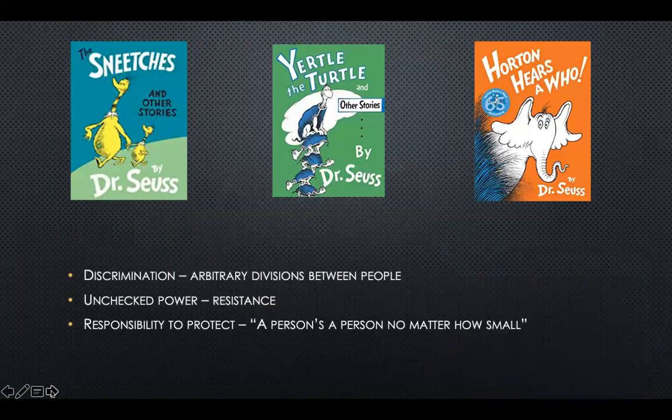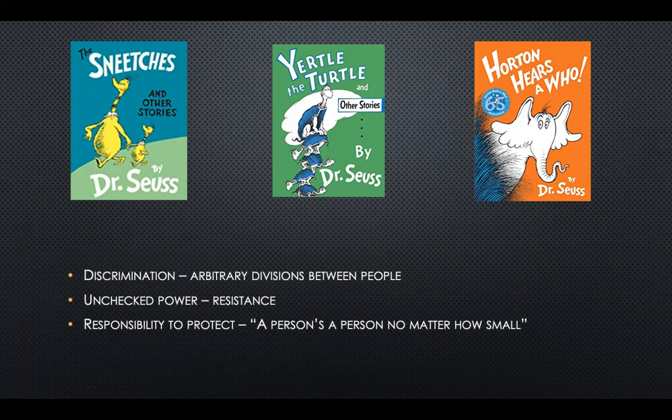I love to use Dr. Seuss to introduce to young people some of these larger concepts. So discrimination through the Sneetches. They have stars on their belly, and then they decide they don't want stars on their belly because they don't want to be like the other Sneetches. And it's this cycle of why there's arbitrary differences between people and why we choose to use those differences to exclude or include others. And then unchecked power from Yertle the Turtle.